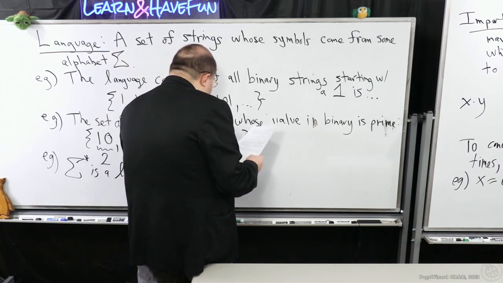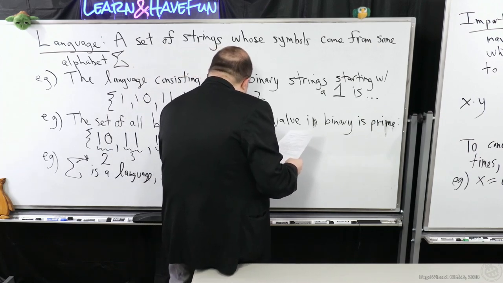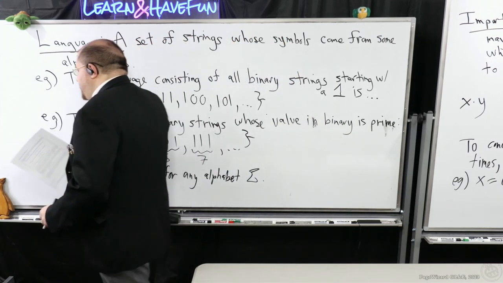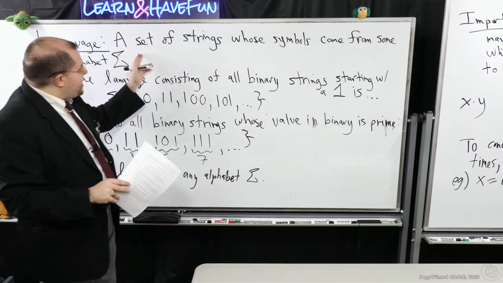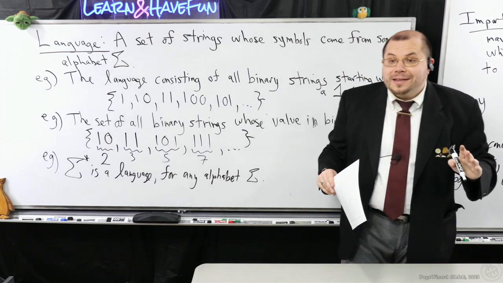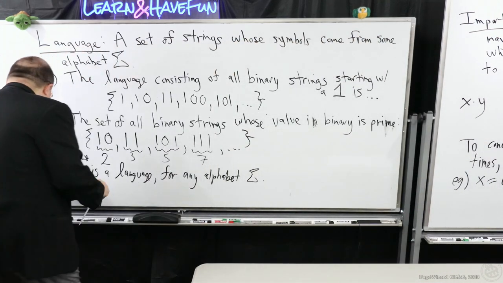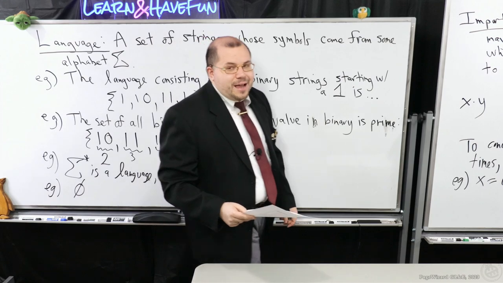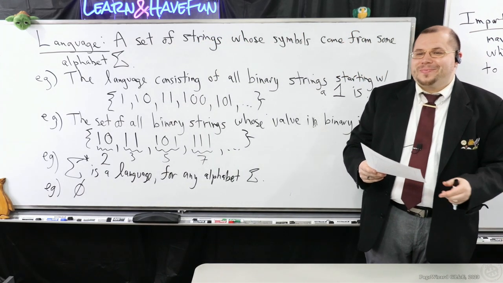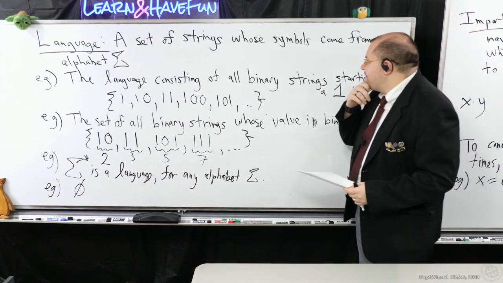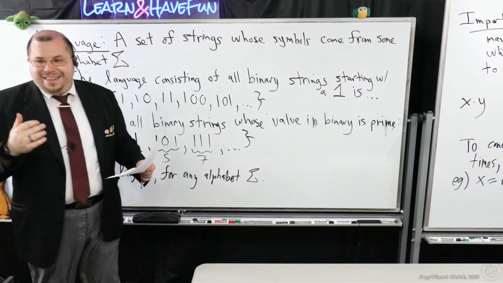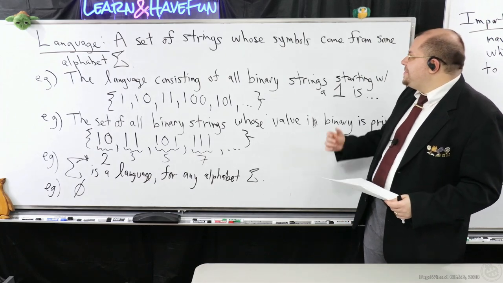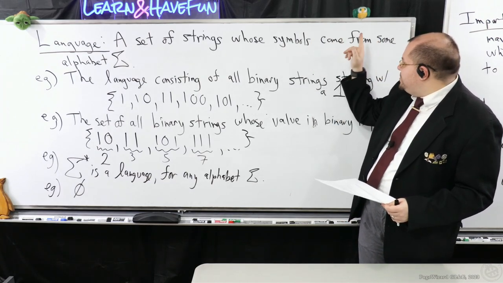So this is for any alphabet. Now, you'll notice in my definition, I say it's a set of strings whose symbols come from some alphabet. I have a question for you. Is the empty set a language? Is the empty set a language based on this definition up here? So think about it. It just says a set of strings whose symbols come from some alphabet.